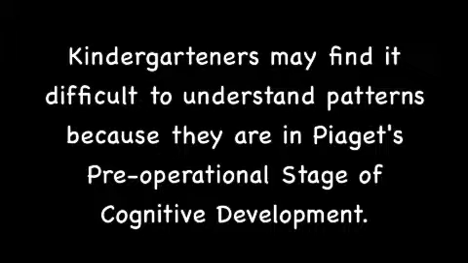Kindergartners may find it difficult to understand patterns because they are in Piaget's pre-operational stage of cognitive development. This is the manner in which Piaget described the mechanisms by which the mind processes information. He divided this adjustment process into 4 stages of cognitive development.